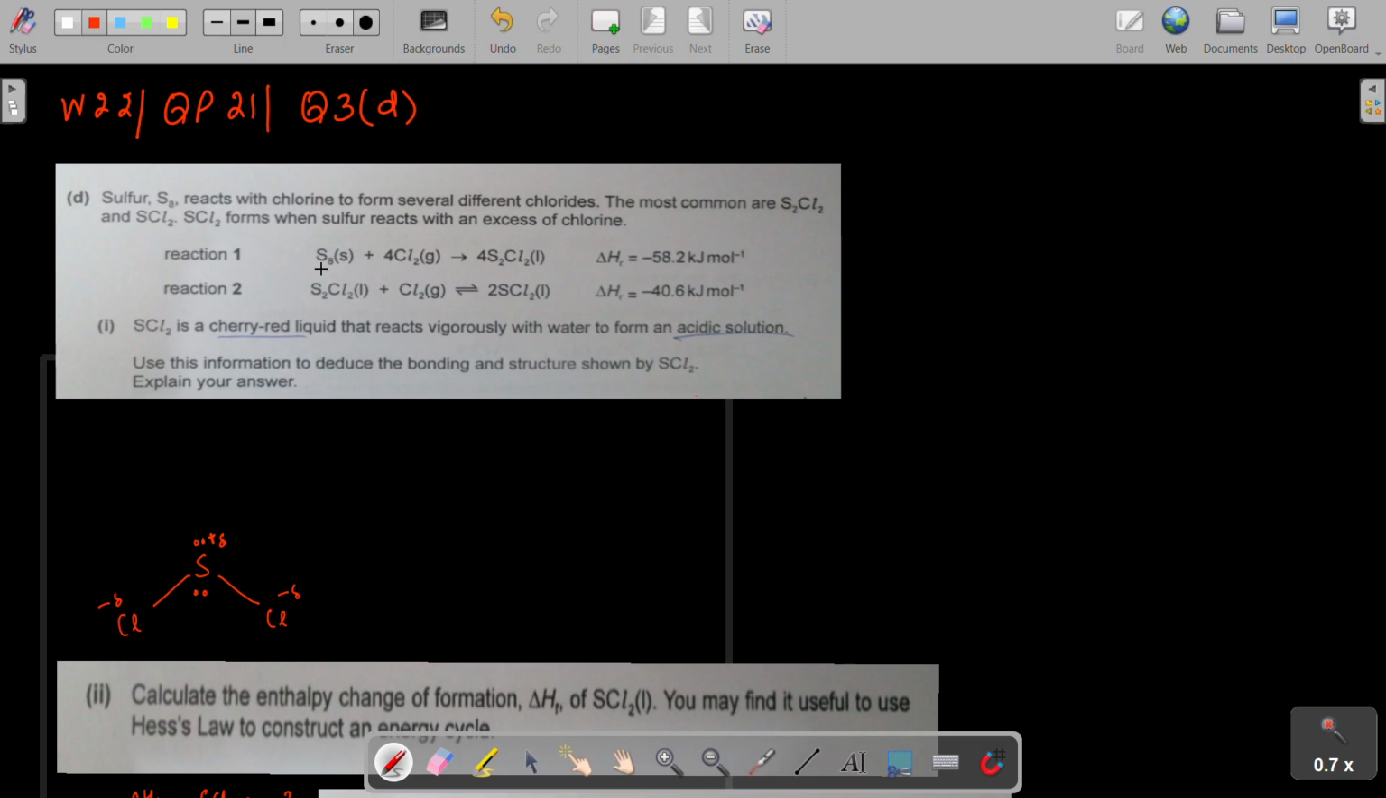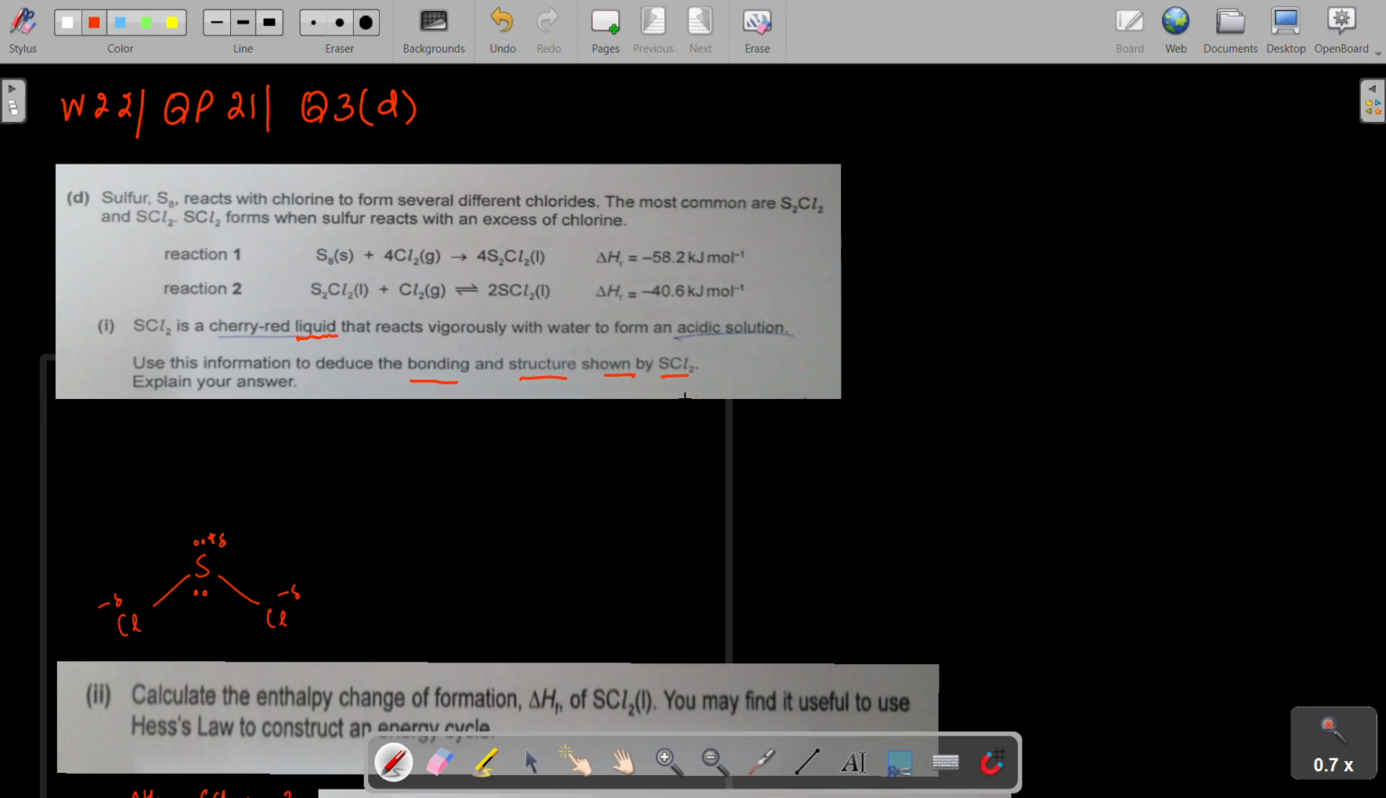So the first reaction shows that when sulfur reacts with 4 chlorine molecules, it gives us 4 moles of S2Cl2. Similarly, in reaction 2, S2Cl2 reacts with chlorine and the product is 2 moles of SCl2. So in this part they are saying it is a cherry red liquid. That is important information which we are getting from this question, that it reacts vigorously with water to form an acidic solution. So they are saying use this information to deduce the bonding and structure shown by SCl2.